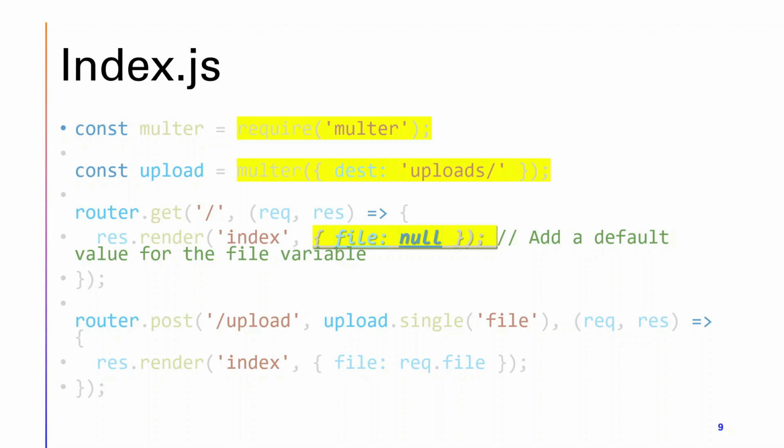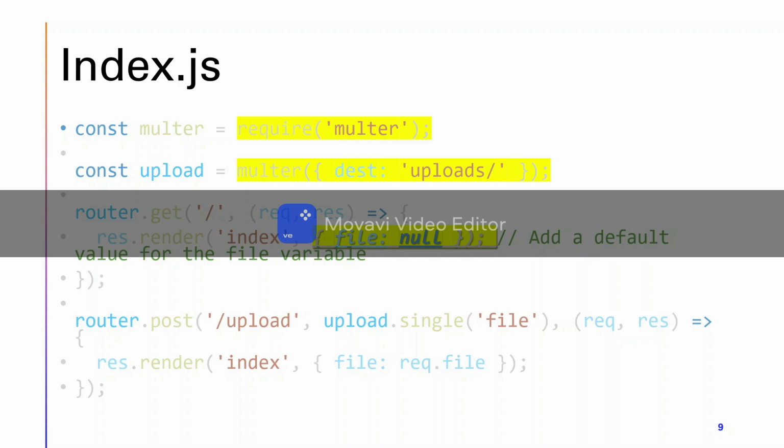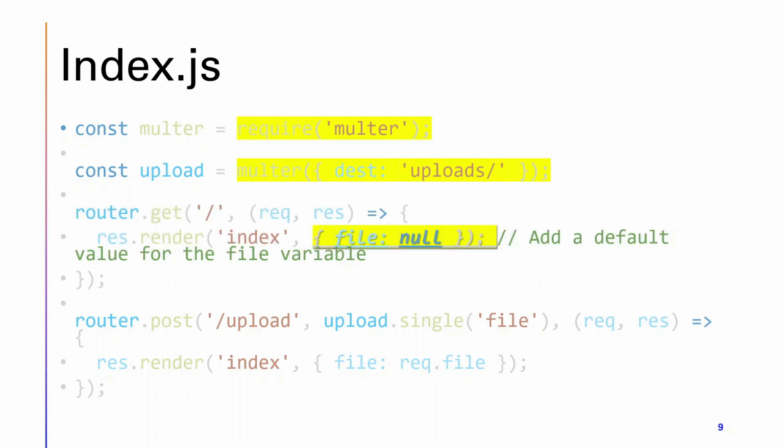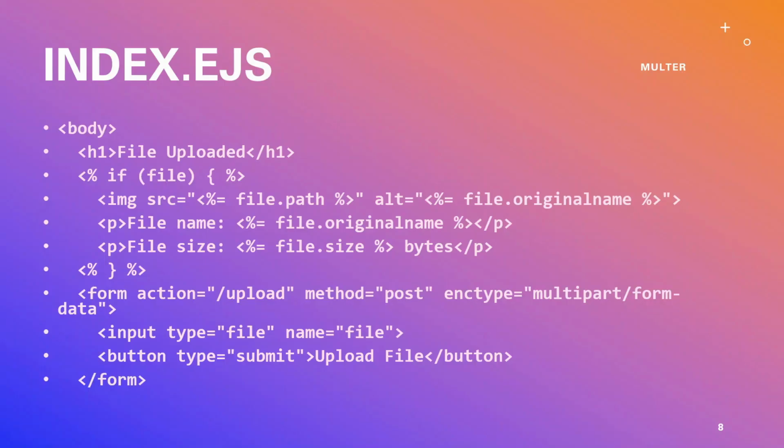And this part's really important. We must set the file to null. If we don't set it to null, we will get an error, because before we upload, the file variable in our index.ejs will throw an error. So it's important that we set that to null, as well as our router.post option, which will upload the file underneath that.